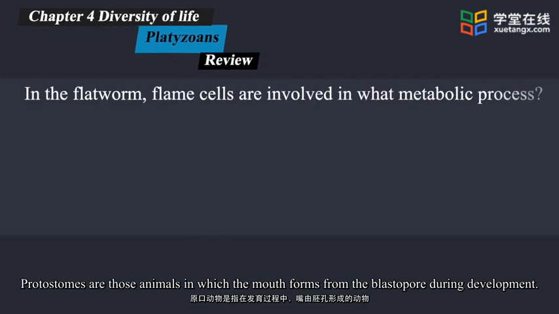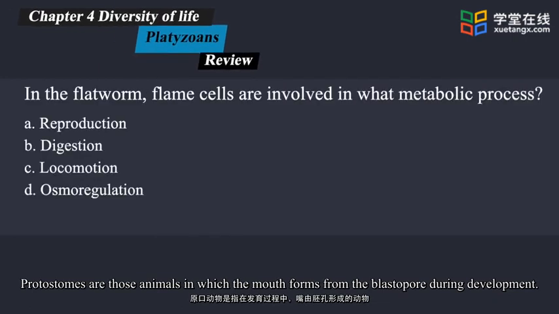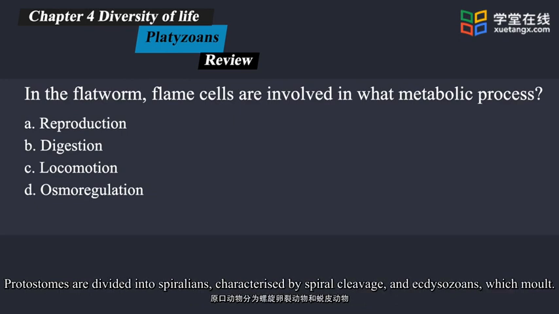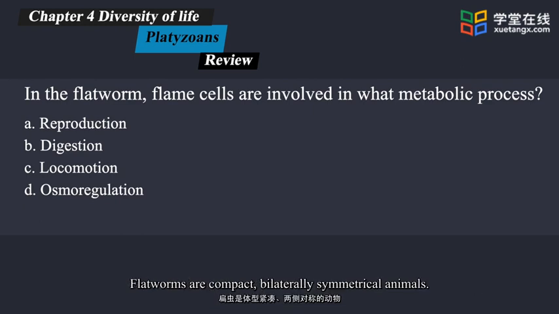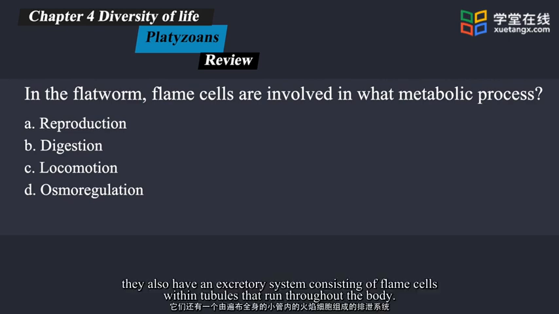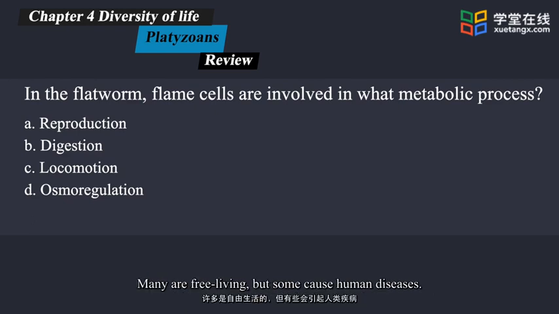Protostomes are those animals in which the mouth forms from the blastopore during development. Protostomes are divided into spiralians, characterized by spiral cleavage, and ecdysozoans, which molt. Flatworms are compact, bilaterally symmetrical animals. Most have a blind digestive cavity with only one opening. They also have an excretory system consisting of flame cells within tubules that run throughout the body. Many are free-living, but some cause human diseases.